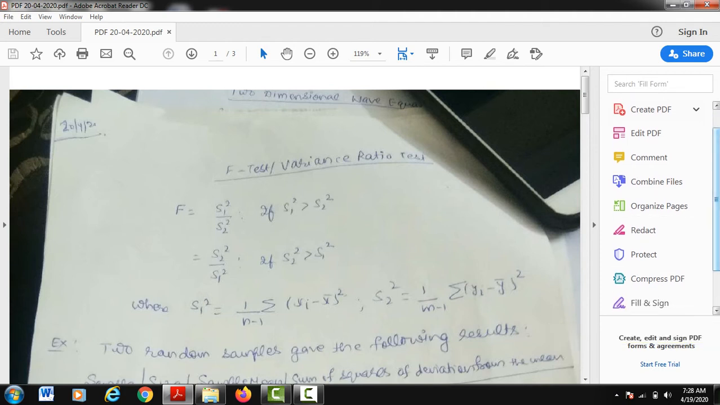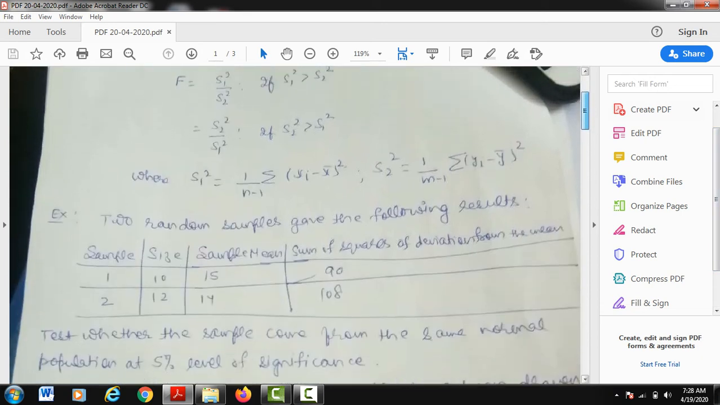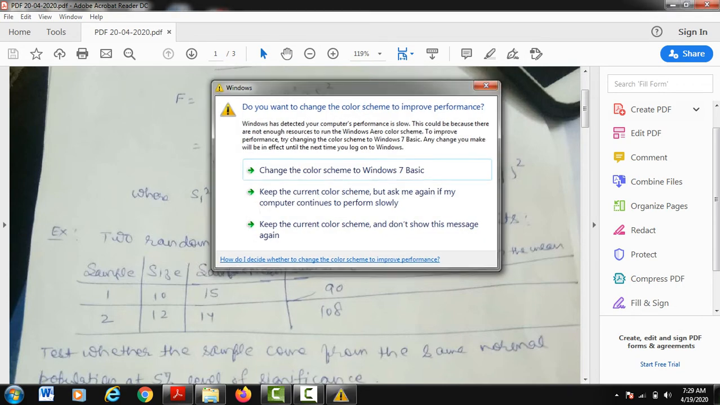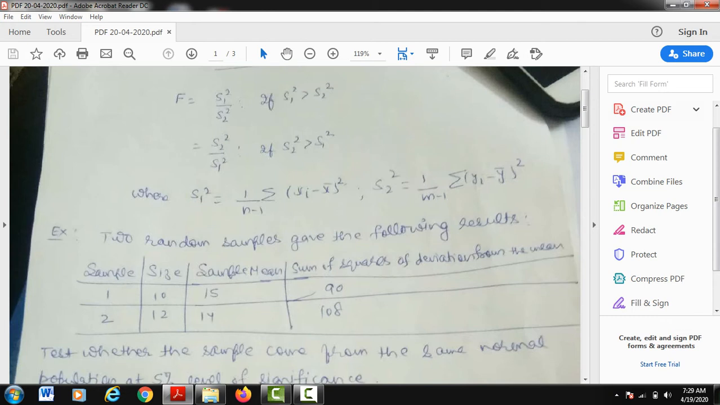The F statistic is given by S1 square over S2 square if S1 square is greater than S2 square, and it is equal to S2 square over S1 square if S2 square is greater than S1 square. That is, the term having the greater value will be placed in the numerator, and the term having the lesser value will be placed in the denominator. So if S1 square is greater than S2 square, then I will write S1 square in the numerator and S2 square in the denominator. But if S2 square is greater than S1 square, then you will place S2 square in the numerator and S1 square in the denominator.